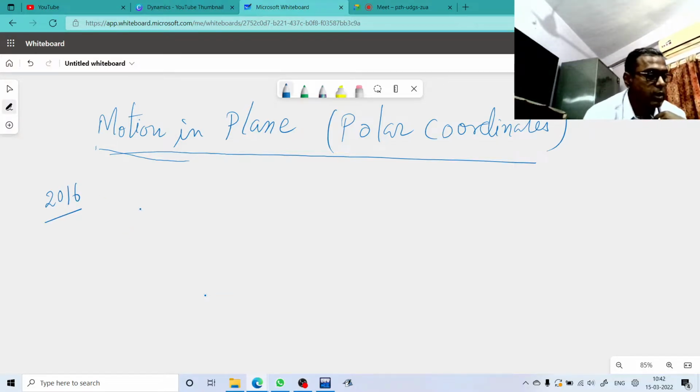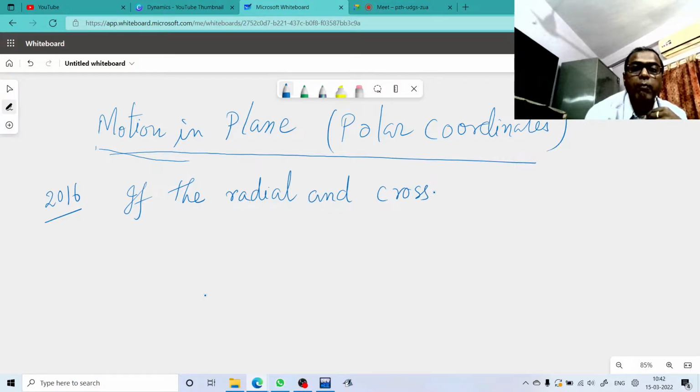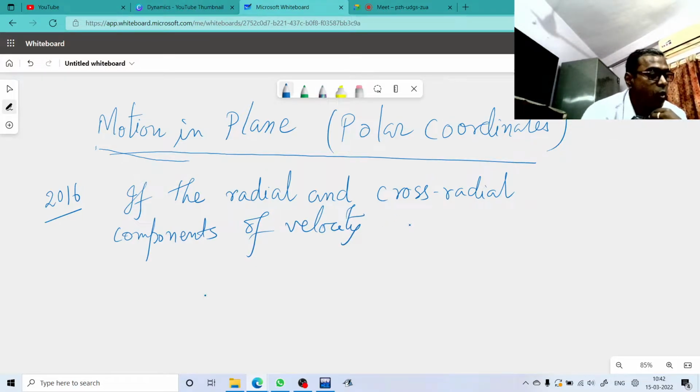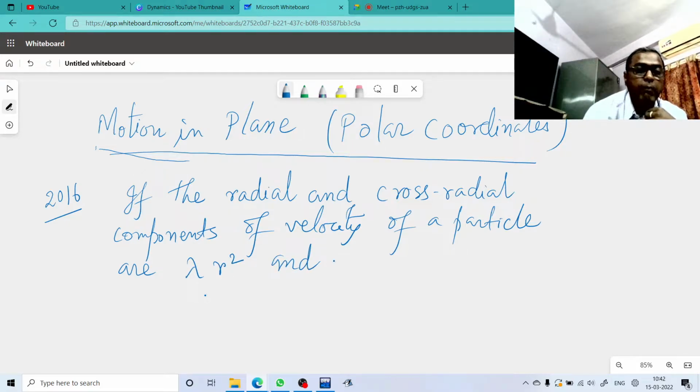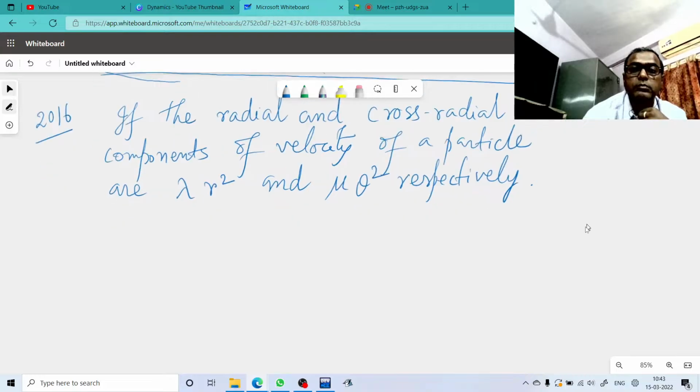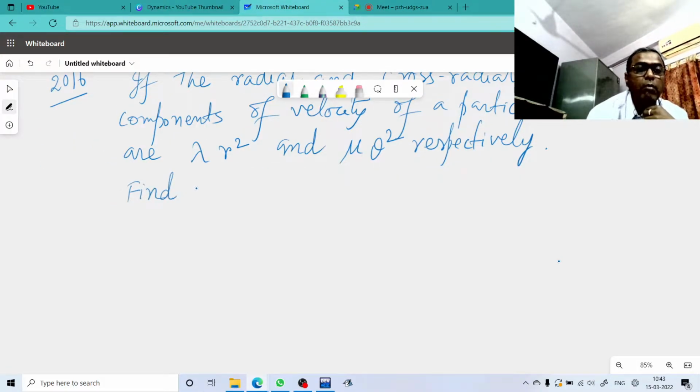2016. If the radial and cross radial components of velocity of a particle are lambda r square and mu theta square respectively, find the equation to its path.